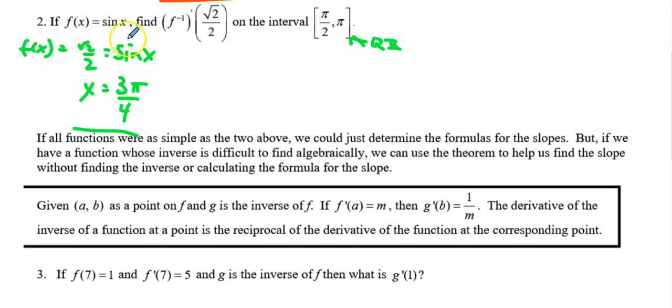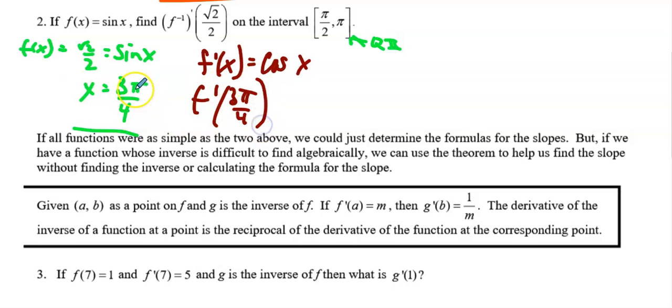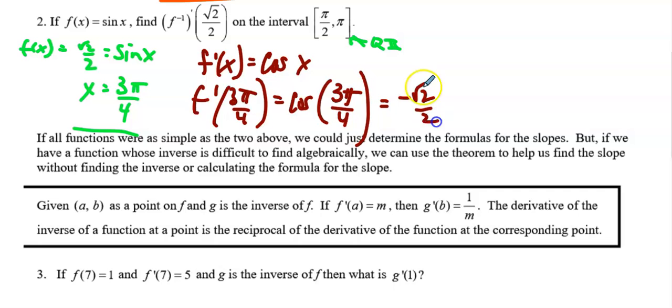The second step is going to literally be: take the derivative of our function, and plug this value right here into our derivative. This is step 2 that you will always do. And you're going to get cosine of 3 pi over 4. Cosine is negative in quadrant number 2, but again, we're in the pi over 4 family, so it's going to be negative square root of 2 over 2. So that's step number 2: find your derivative, then plug this new x value in.